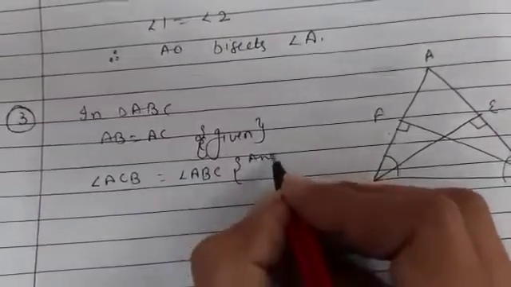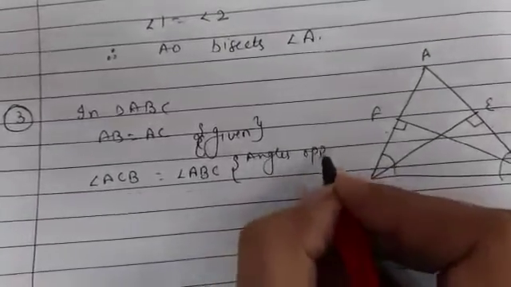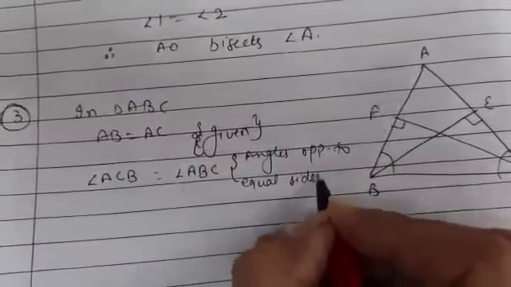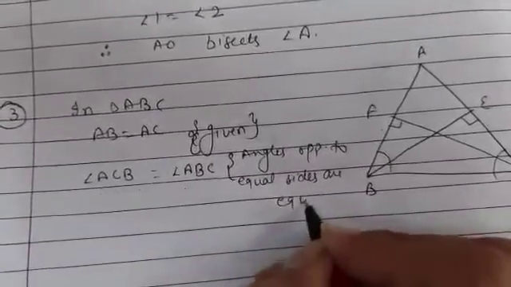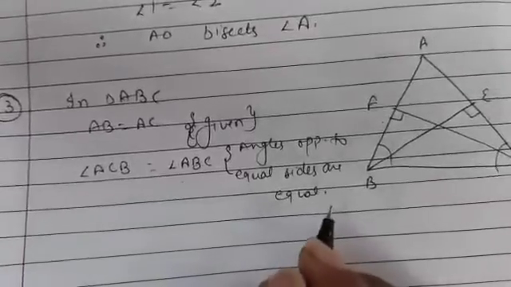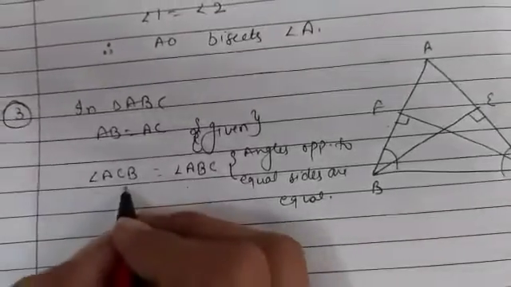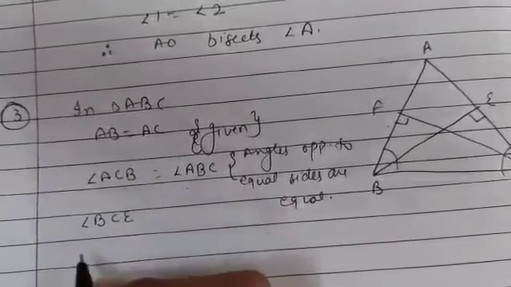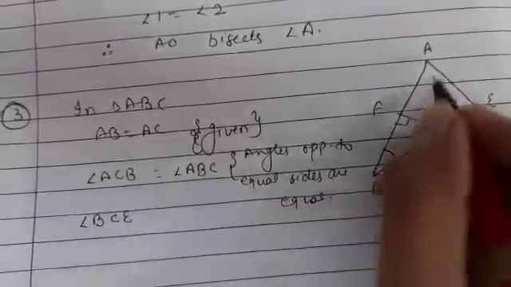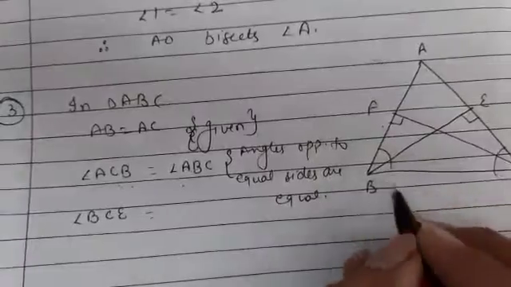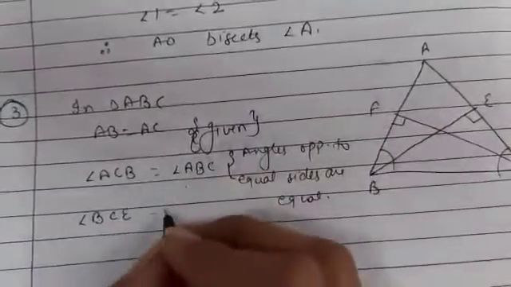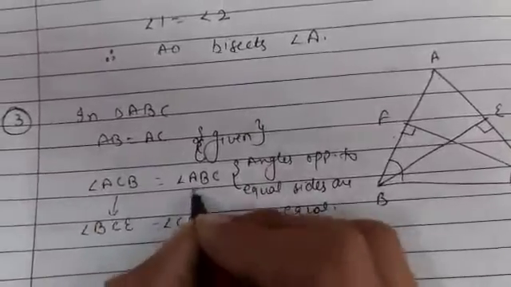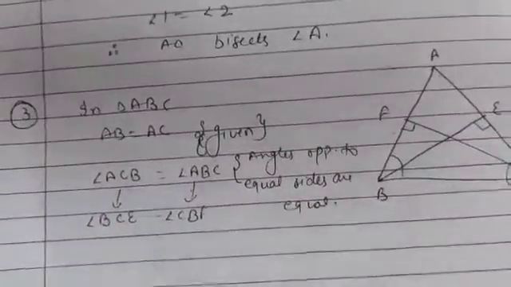Angles opposite to equal sides are equal. Okay, so angle ACB that we have written, we can also write as BCE, and this angle ABC we can write as CBF. Clear? This we can write like this, and this angle we can write like this.